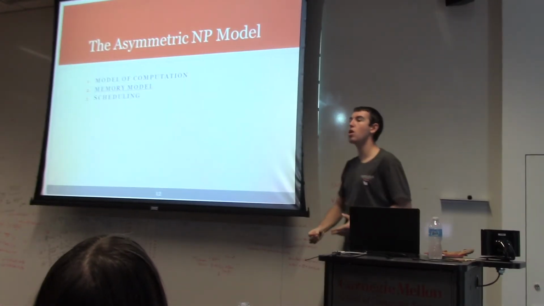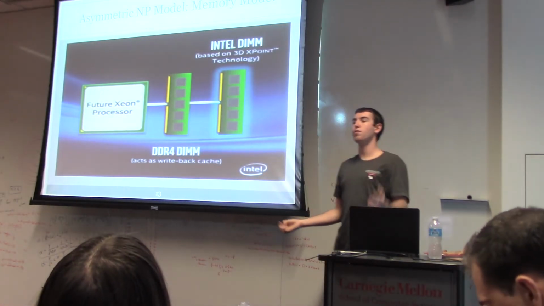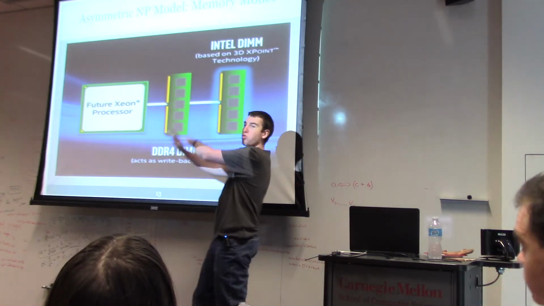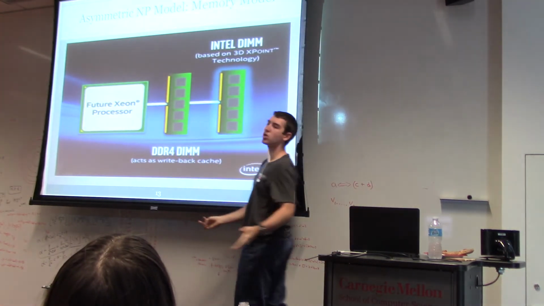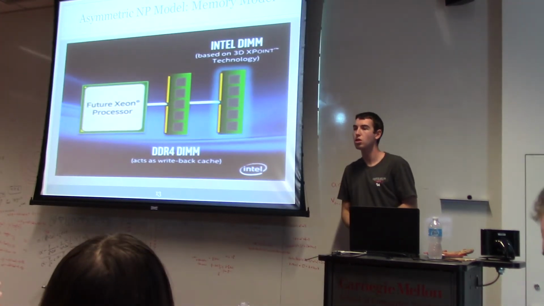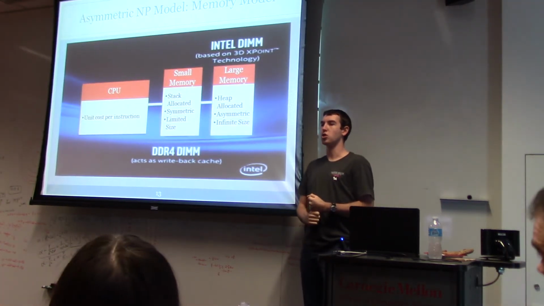So now we're going to talk about the memory model. If you remember back to the first slide, I had this interesting picture from Intel that shows approximately what their architecture is going to look like in some reasonably near future. It turns out our memory model maps pretty well onto that architecture.